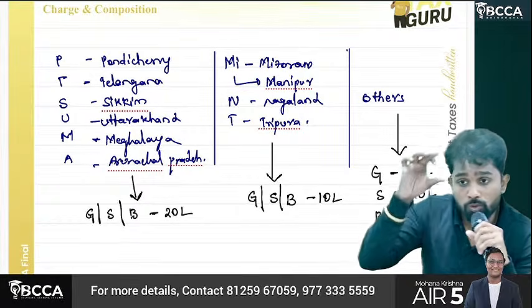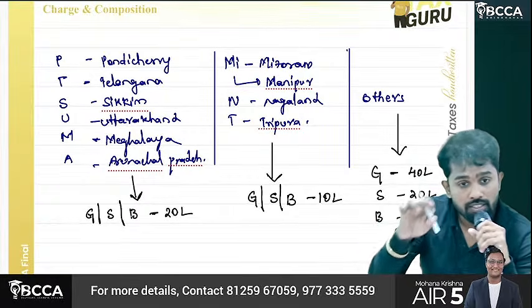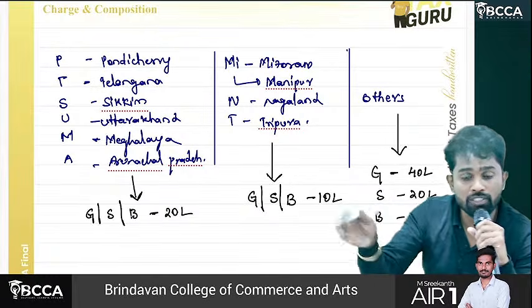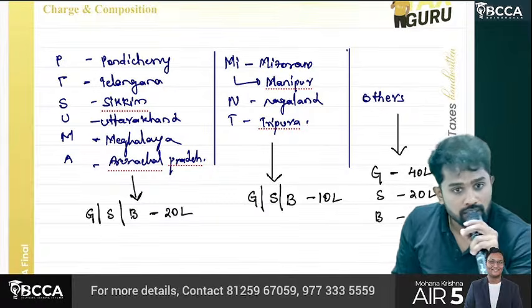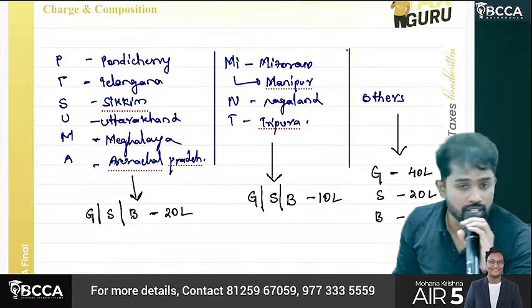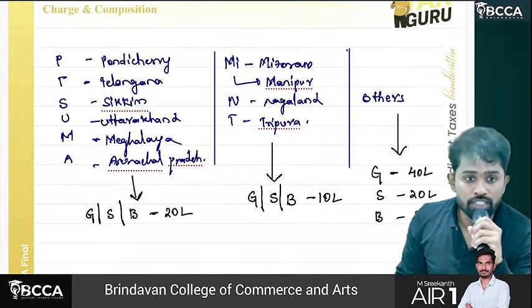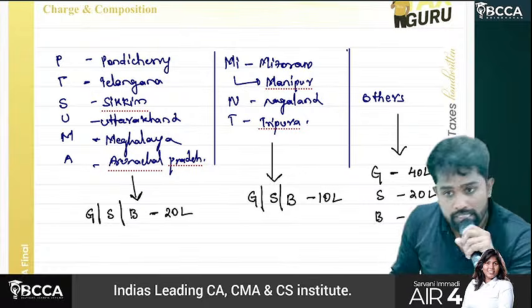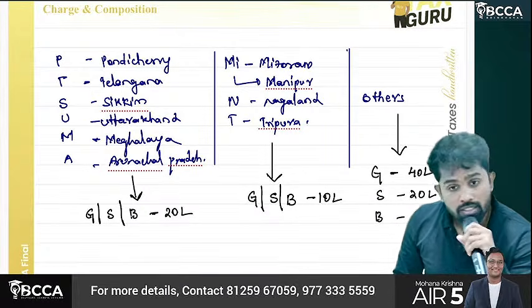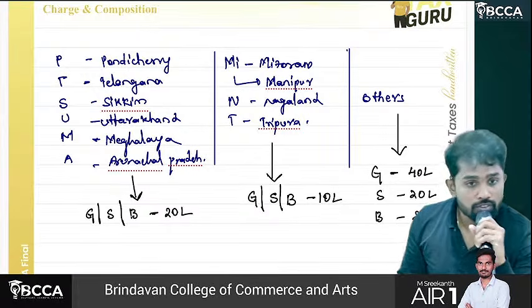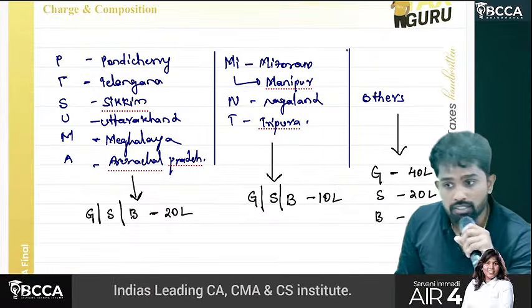So for which states is the threshold limit 20 lakhs irrespective of goods, service, or both? 6 states, sir: PT Suma, Pondicherry, Telangana, Sikkim, Uttarakhand, Meghalaya, Arunachal Pradesh. There are 4 states for which the threshold is 10 lakhs: Mizoram, Manipur, Nagaland, Tripura. And for the others, goods 40 lakhs, service 20 lakhs, both 20 lakhs.